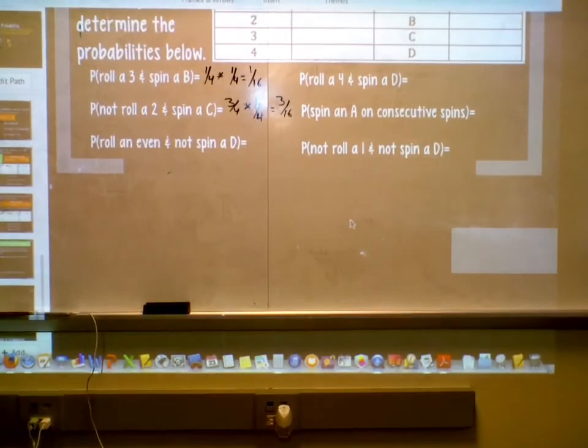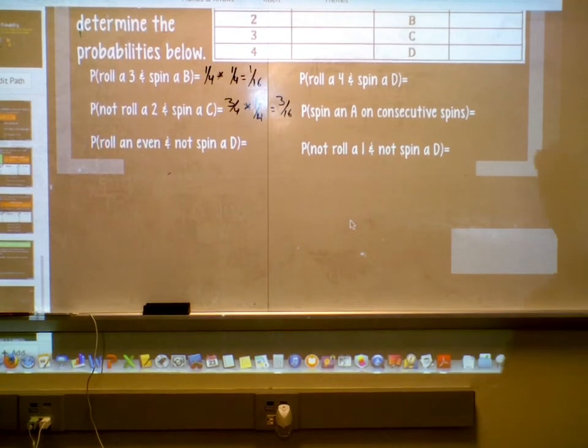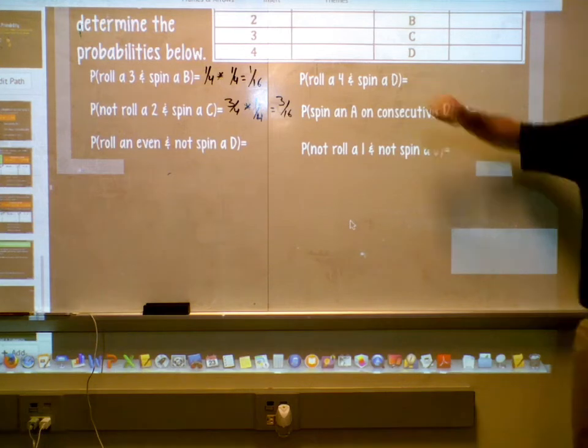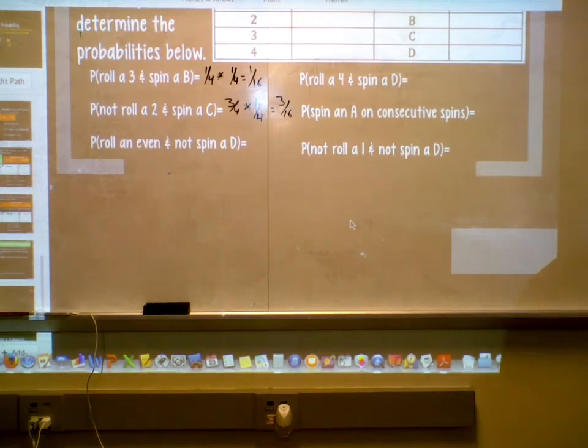Ready? What does that say? Not roll a what? Not rolling 1, yep. In this font, the 1 looks like an L. All right. Roll a 4 and spin a D. What's the probability of roll a 4?